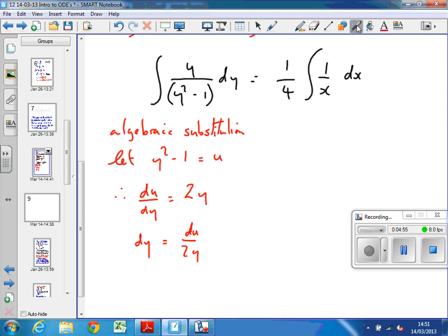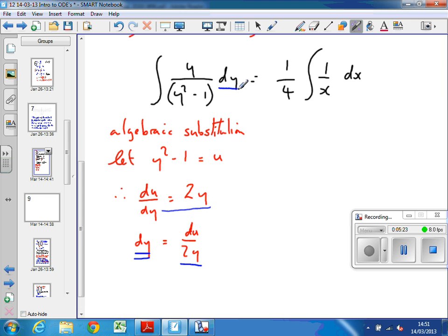Remember what we're doing in this algebraic substitution, we're going to let this whole term underneath here equal u. But that means we need to now differentiate in terms of u, and the other y here must disappear for it to work, if you remember. So what we do is we let u equal y squared minus 1, we differentiate that, and then rearrange it so dy equals du over 2y.